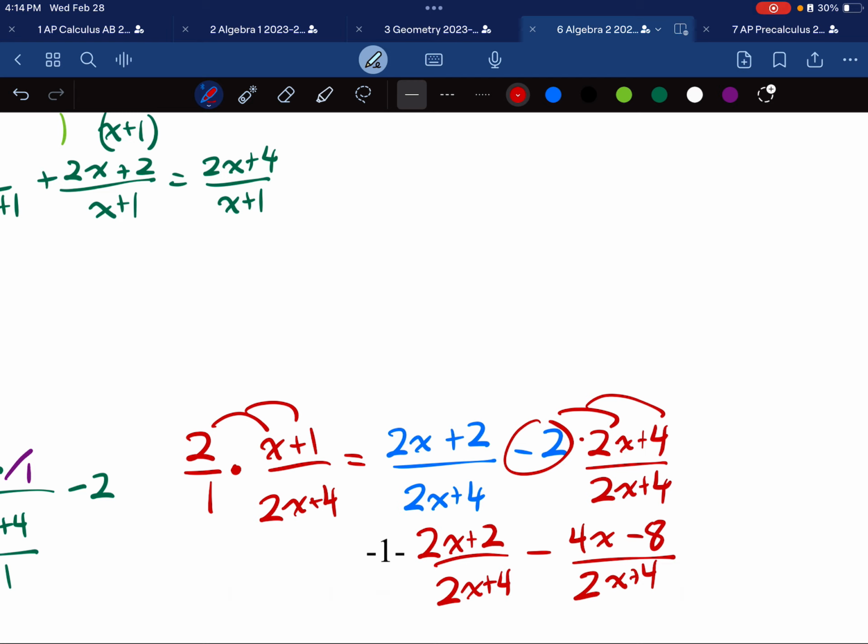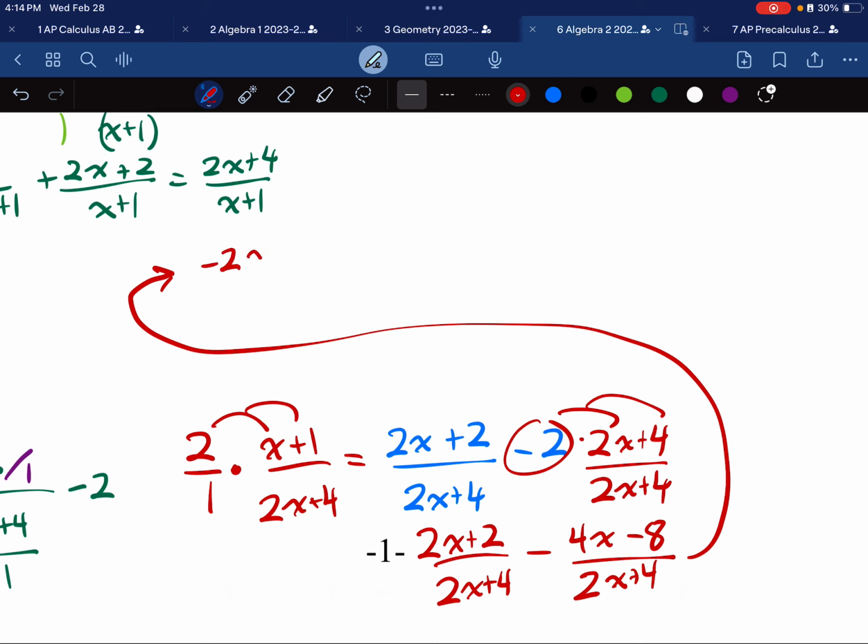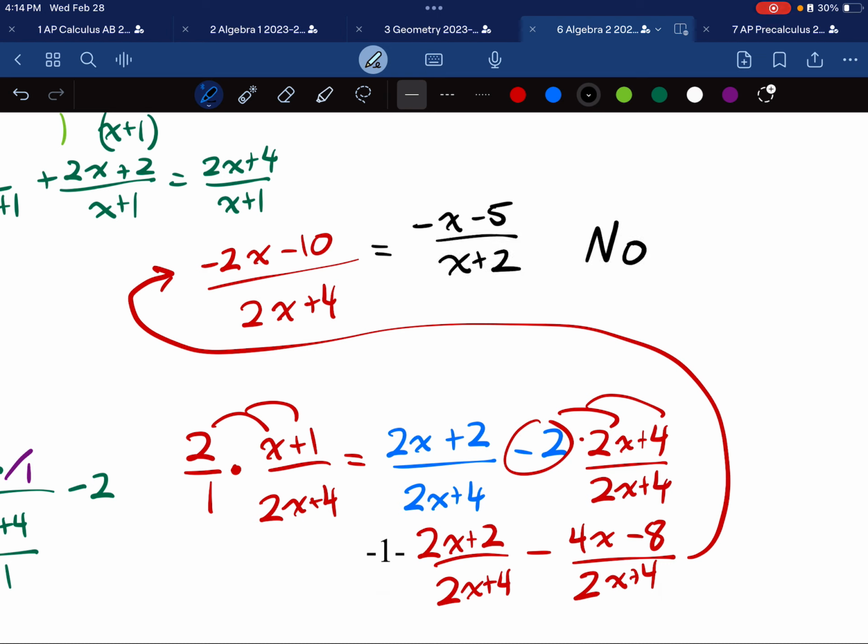All right, so from there, what are we going to have? I am running out of room, so I'm going to work up here now. I have some blank space. 2x minus 4x is negative 2x. 2 minus 8 is negative 10. And that's going to be all over 2x plus 4. I can simplify a little bit by factoring out a 2 and saying that this is the same thing as negative x minus 5 all over x plus 2. This is nowhere near x, so the answer here is no.